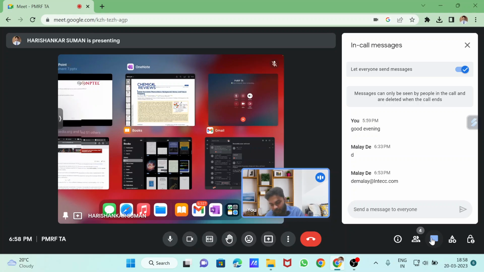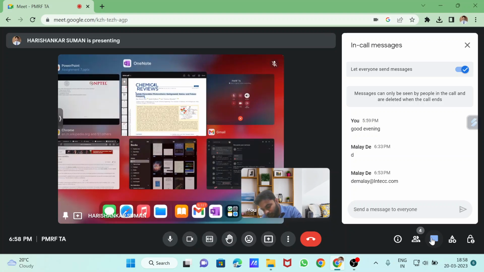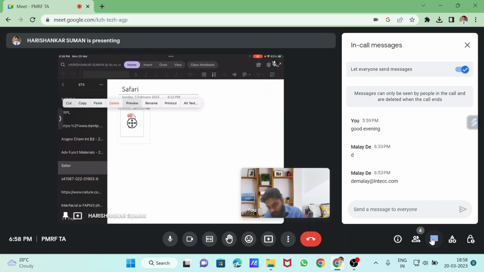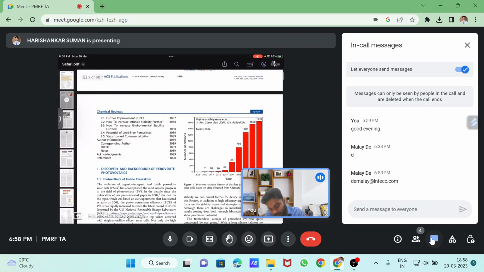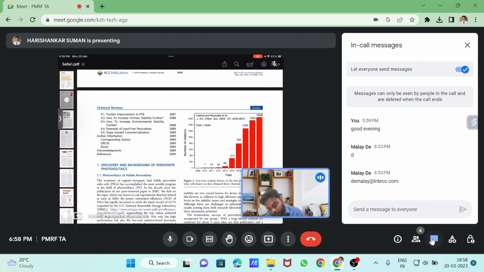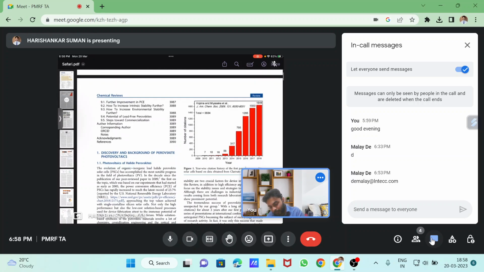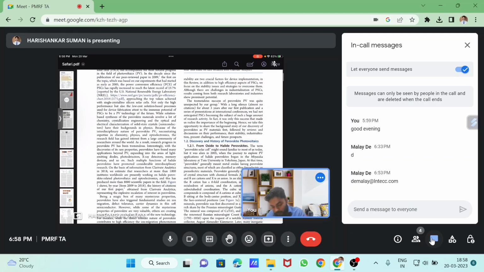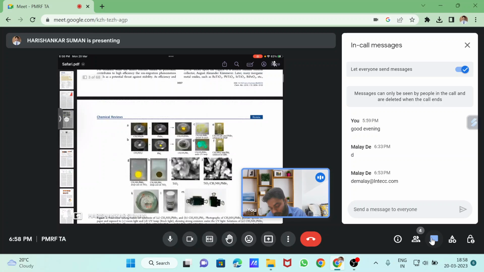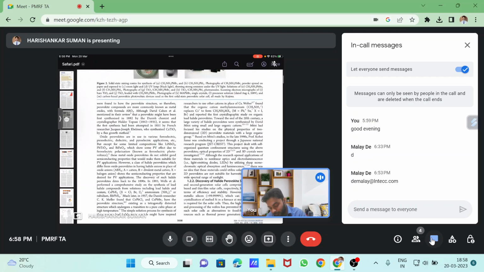So let me show you. This is the history of solar. Let's see the number of papers from 2009 to 2018. This is the growth rate of research in the perovskite field. You can see it in the bar chart. So this is a hot field today, perovskite.